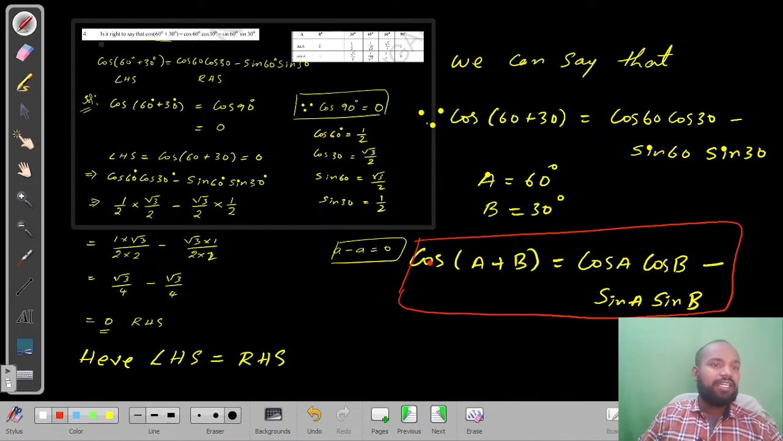So he's asking us, is it right to say cos(a+b) equals cos a cos b minus sin a sin b? Yes, it is right to say. So your answer is this one.